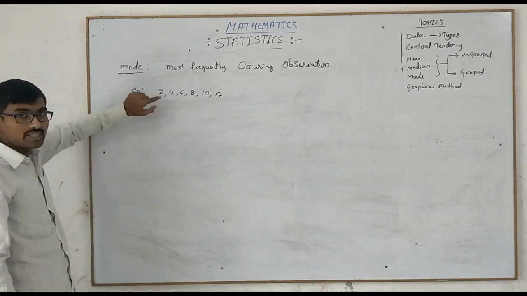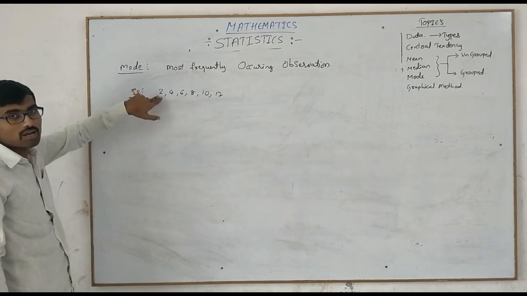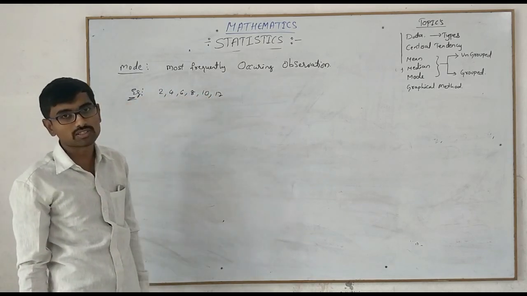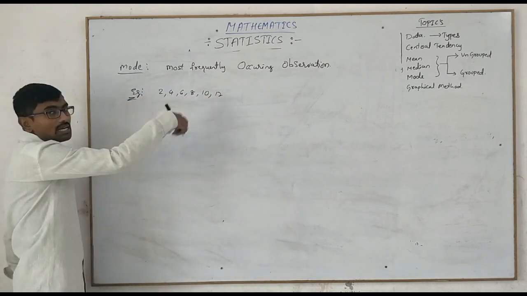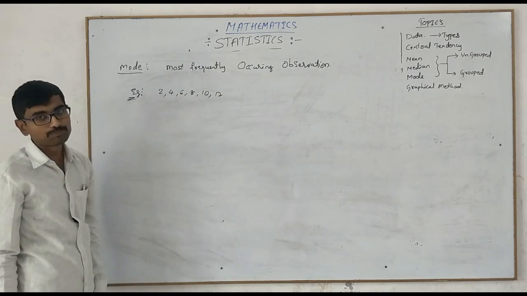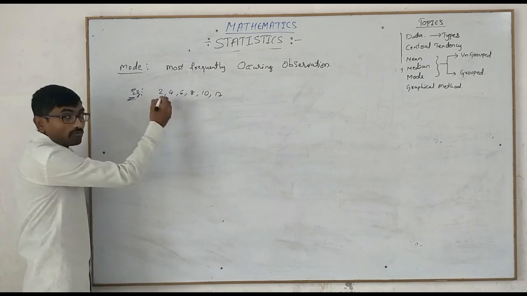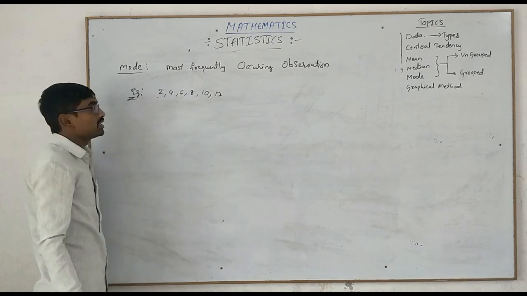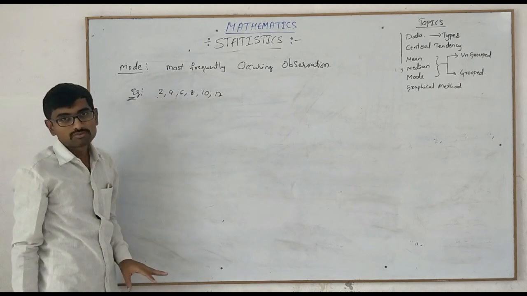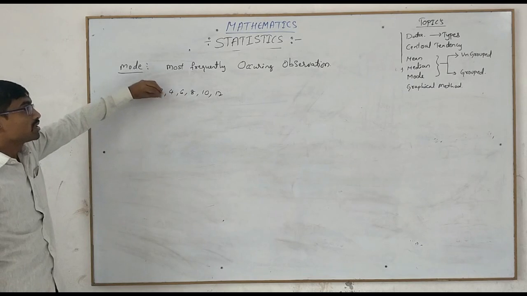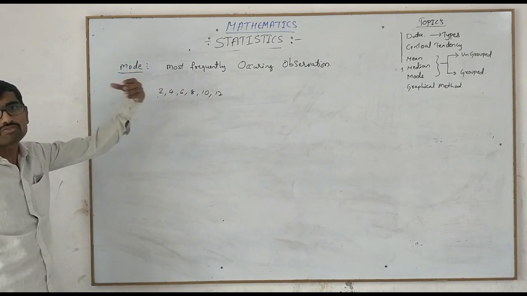Here I have 1, 2, 3, 4, 5 and 6 observations, but no observation is occurring most frequently. No observation is repeating. Because of that, each and every number is the mode of itself. Here we can't say that there is no mode. So each and every number is the mode of itself.